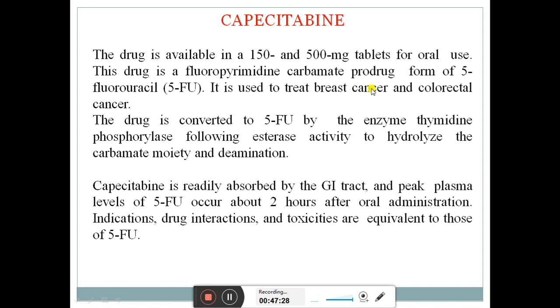It is used in the treatment of breast cancer and colorectal cancer. The drug is converted into 5-fluorouracil by the enzyme thymidine phosphorylase, following esterase activity to hydrolyze the carbamate moiety and deamination. So these are the steps required for the activation of this capecitabine drug. Capecitabine is readily absorbed in the GI tract. The peak plasma concentration is 2 hours after oral administration. Indications and drug interactions, all these related things, are the same as those of 5-fluorouracil.